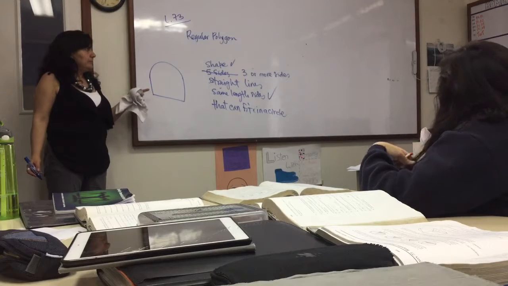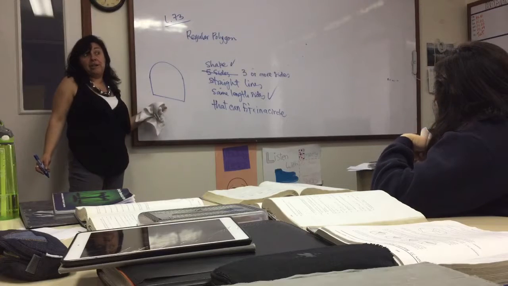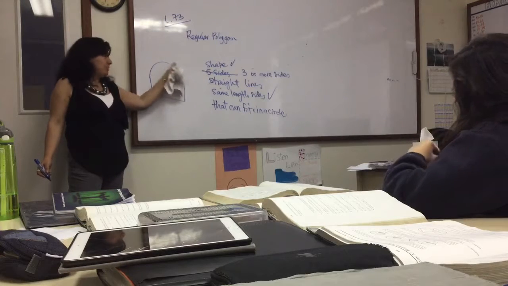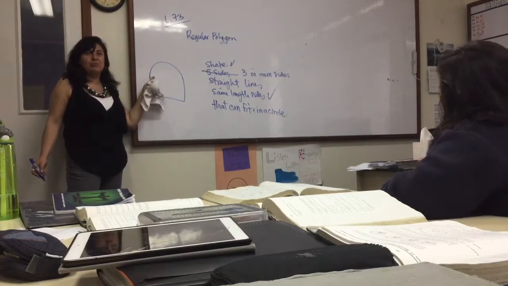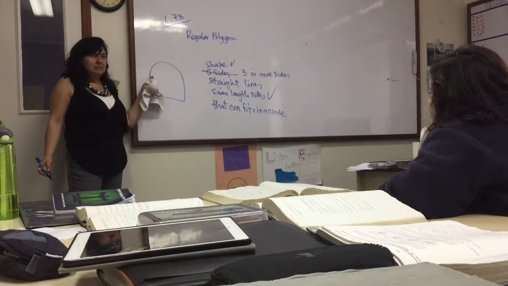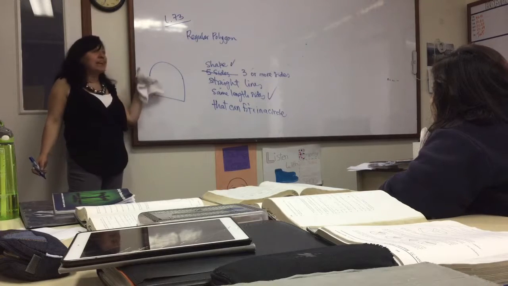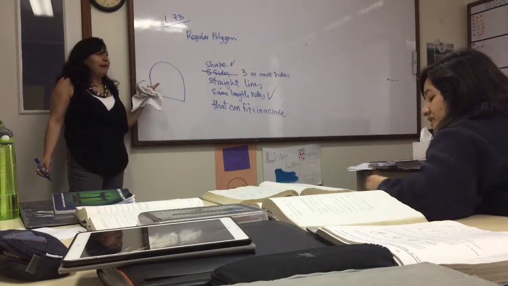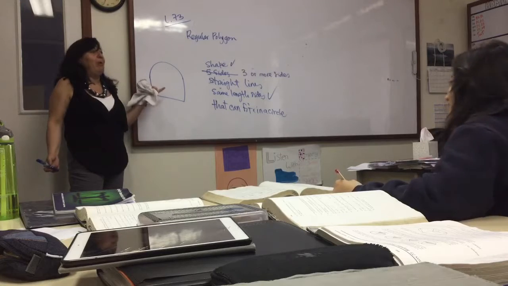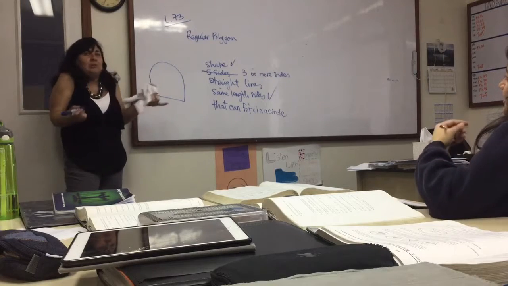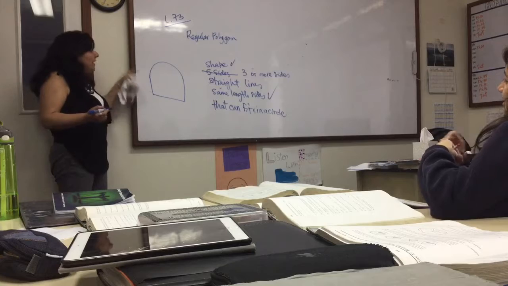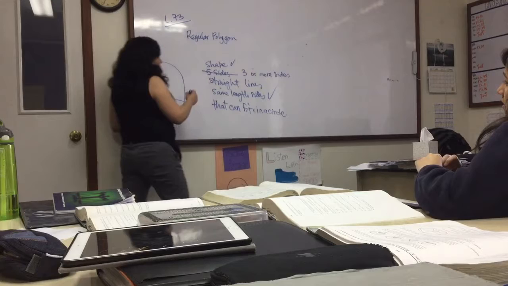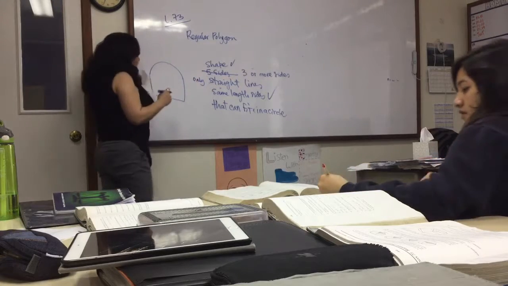Yeah, no. 3 or more sides, so this one has 3 or more sides. The problem is this one. Why? Because it's not straight. And if it's not straight, can we define it as a side? No. What do you do with a round side? So this one is not a polygon because it's got to have straight lines. Only straight lines.